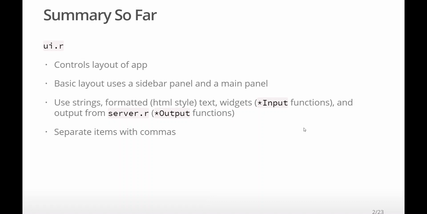There are four types of things that we might put into our user interface: the plain strings, the formatted text, the input widgets, and then the output from the server. We just separate those items with commas within either the sidebar panel or the main panel.